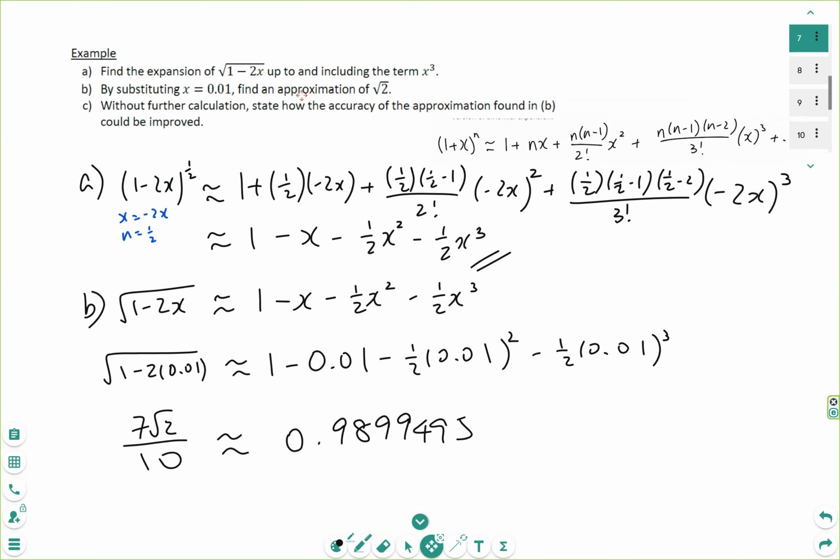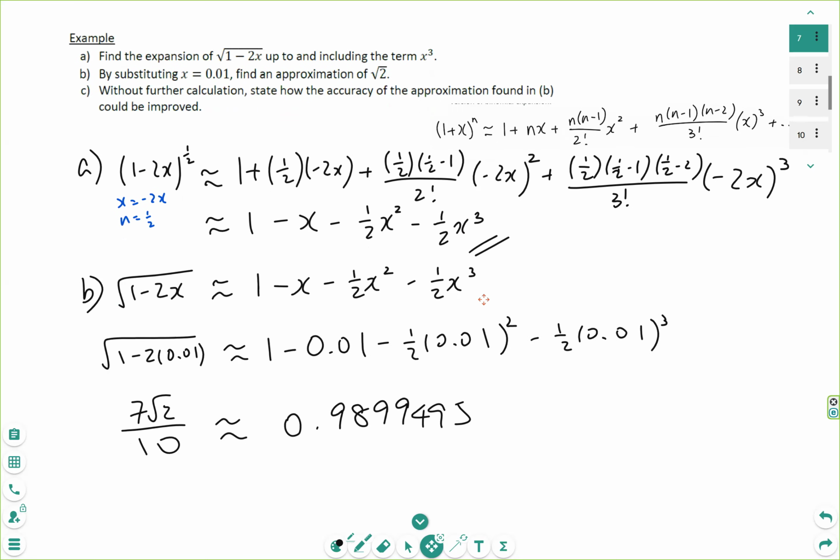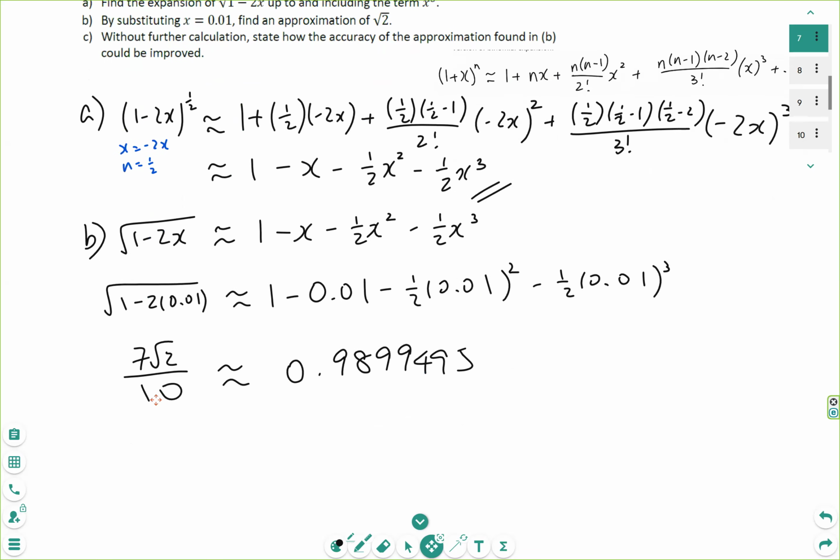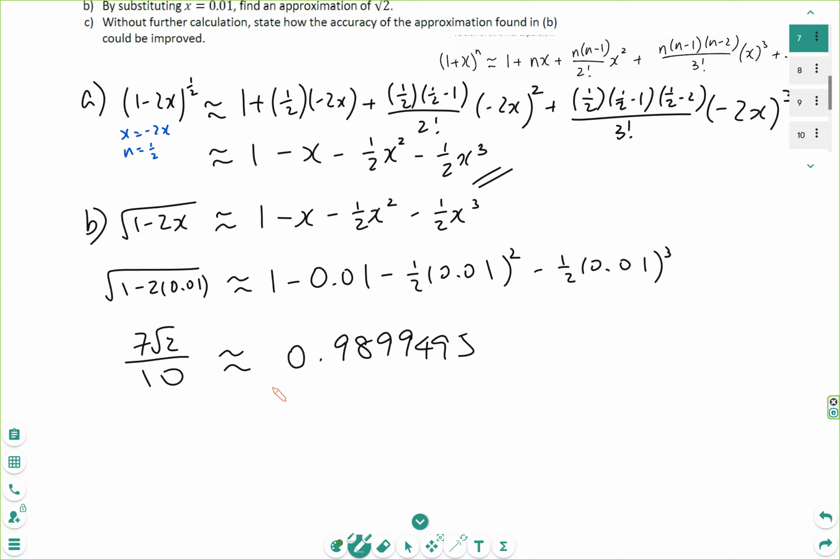Next, find the approximation. I'll read the question. We've not actually answered the question yet. We want to find the approximation for root 2. So to find root 2, that means we want to make root 2 the subject. Okay, to find the approximate value of root 2, we need to make root 2 the subject. Okay, we need to make, this is ugly.